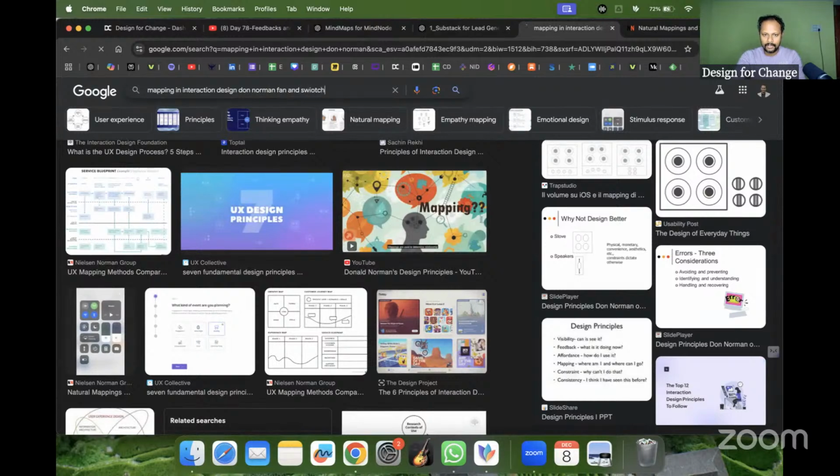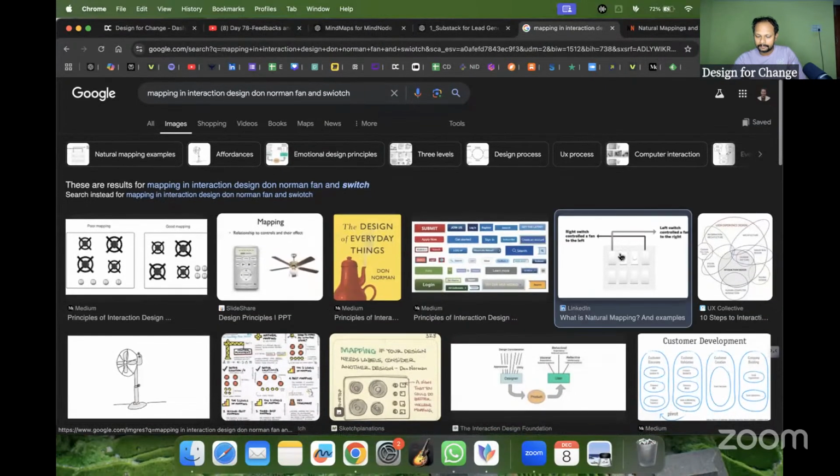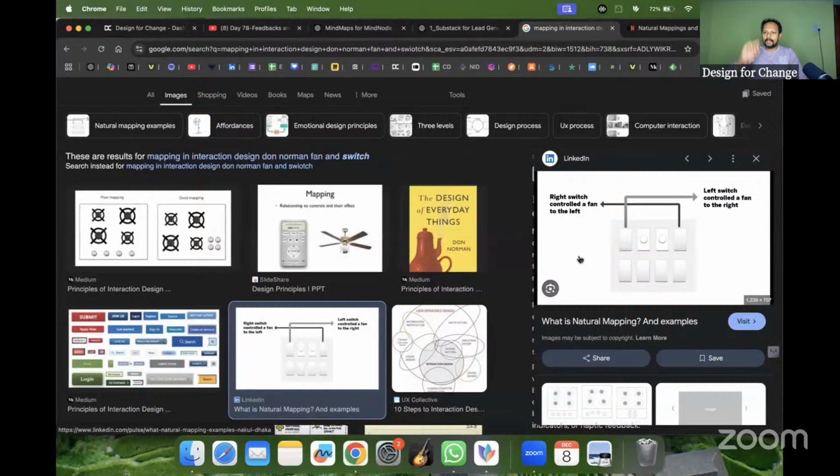How many of you went to any auditorium hall? If you go to an auditorium, there'll be 10 switches available. There'll be 10 fans available. How many of you use the trial and error method to know which fan is which? Tuck, tuck, tuck, tuck, tuck. You press everything and then you switch off and then you know. Very, very bad and the poorest way of mapping.